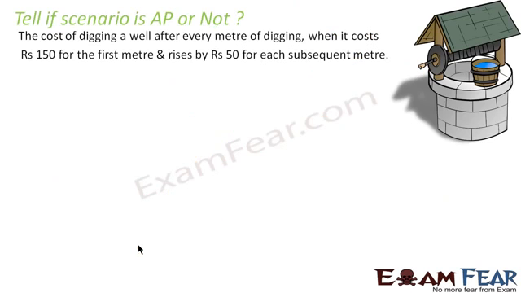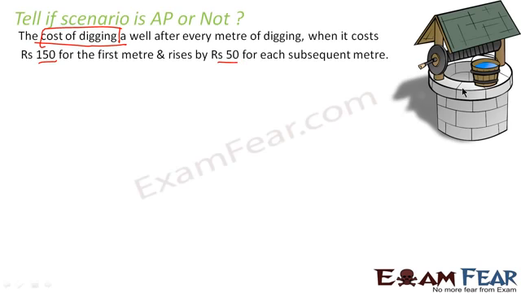Let's take one more scenario. The cost of digging a well after every meter of digging. So we have to tell whether this is AP or not. That is the cost of digging, when it costs 150 rupees for the first meter and it rises by 50 rupees for every subsequent meter.